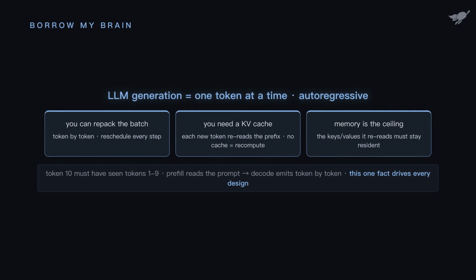Why can you do continuous batching? Because it goes token by token. The granularity is fine enough that the scheduler can reshuffle the deck every single token. Why do you absolutely need a cache? Because every new token has to look back at the text before it, and if you don't save that, you have to recompute it. Why does GPU memory become the bottleneck? Because the stuff you look back at has to sit there taking up space the entire time. 4 words. 1 token at a time. That's the key to this whole episode.